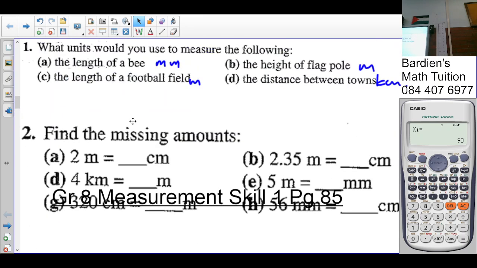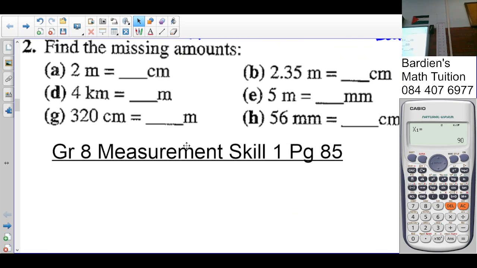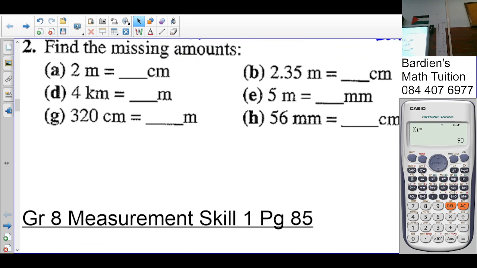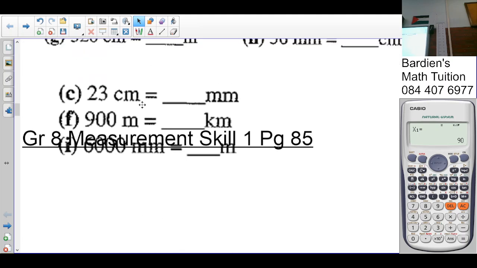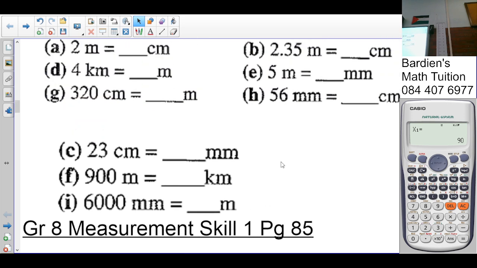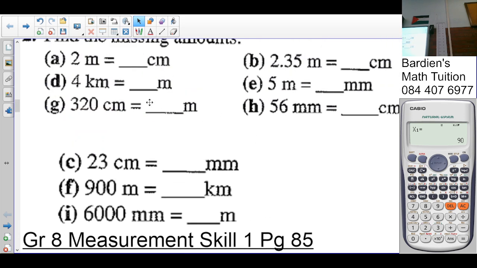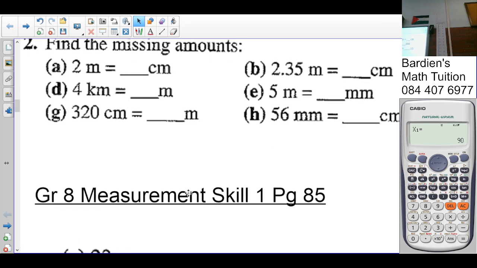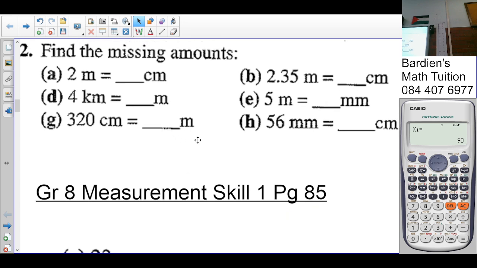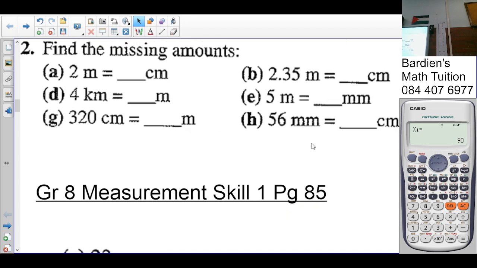In the second part of skill 1, we are told fill in the missing amounts. Now you see the third column here? I'll put it here at the bottom, because I didn't want it too small. So that I will do after I've done the first 2 columns. Is that okay? Alright. So let's go. Number 2. Fill in the missing amounts. 2 meters equal to how many centimeters? 200. Why? Because there's 100 centimeters equal to 1 meter.